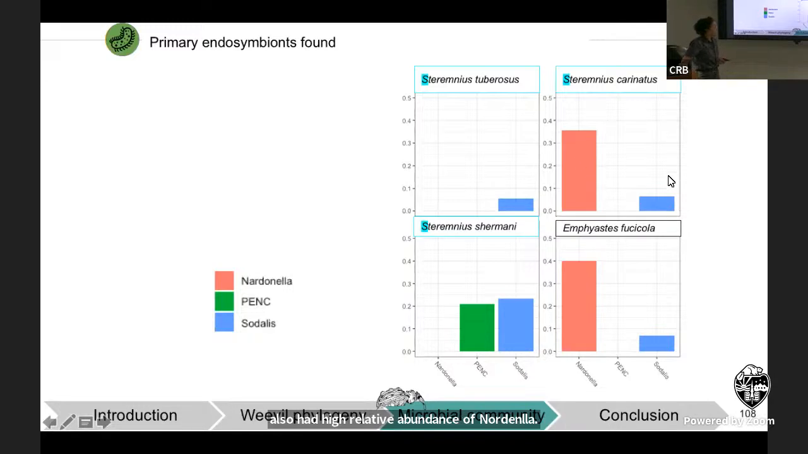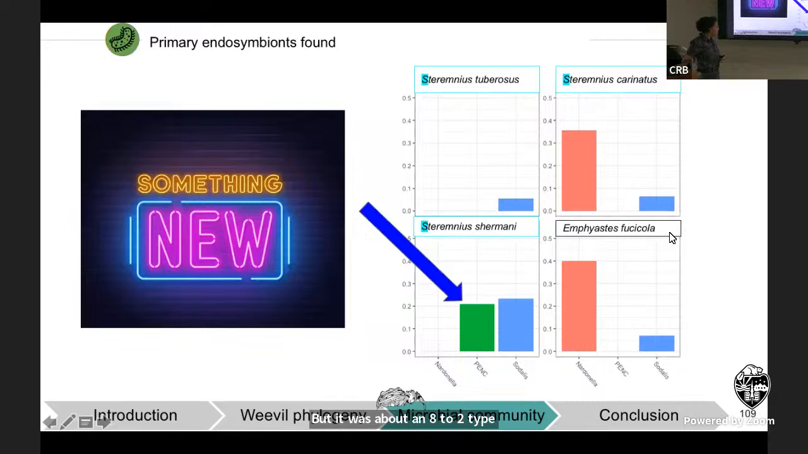This was found in one other weevil group in my sample, Amphiastes, which had a very similar distribution: high relative abundance of Nardinella and also Sodalis. So it wasn't only presence or absence of Nardinella versus Sodalis, but about an 8:2 ratio of Nardinella to Sodalis. Finally, in Stremnius germani, I found really high relative abundance of something.